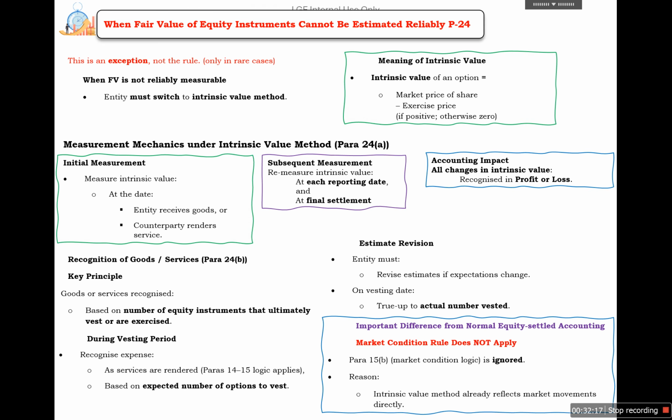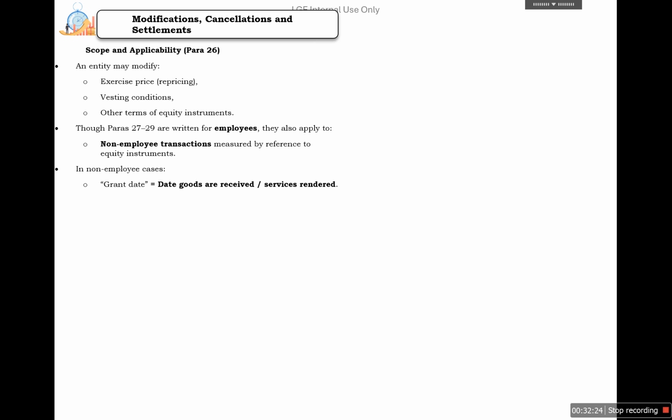Next is regarding the modification, cancellation, and settlement. In the options, the entity may modify the exercise price, vesting conditions, or other terms of the equity. These modifications apply to employees as well as non-employees. In the case of non-employees, we consider the date goods are received or services are rendered.